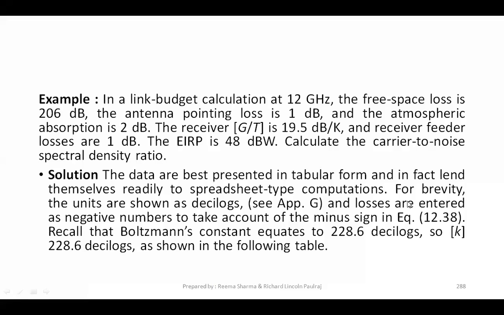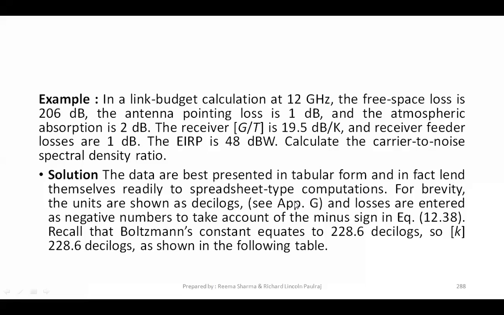So the values are to be noted down, and we will try and incorporate those values into it. We'll have to know the Boltzmann constant in terms of decilogs; a small conversion needs to be done. A few values are constants, which you can remember. The data are best presented in the tabulation form and in fact lend themselves readily to spreadsheet type computations.